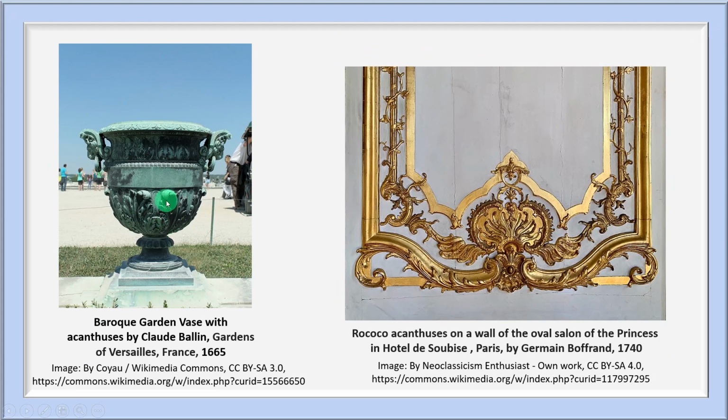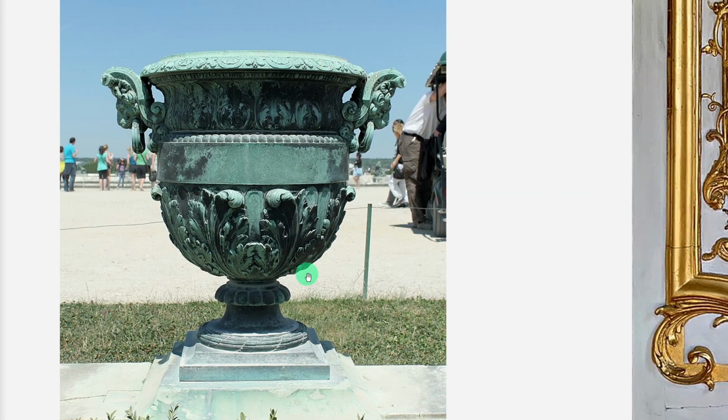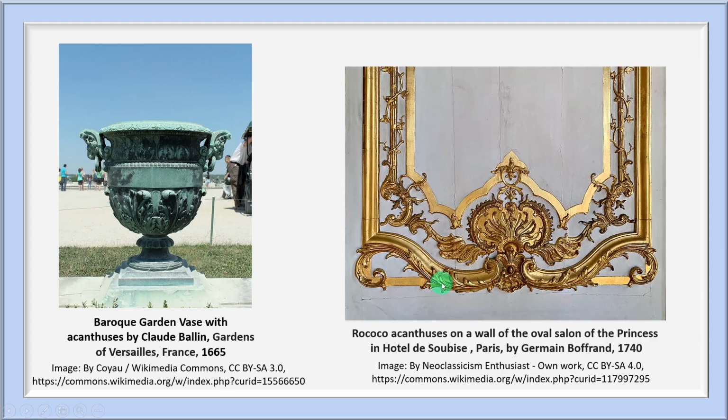Then these are Baroque acanthuses on a garden vase that is designed by Claude Ballin, and it's in the Garden of Versailles, France, 1665. You can closely look at the acanthuses. And then we have Rococo acanthus decoration on a wall of the Oval Salon of the Princess in the Hôtel de Soubise, Paris, by Germain Boffrand, 1740. These are very long and slender. And here we have a palmette, a Rococo palmette.